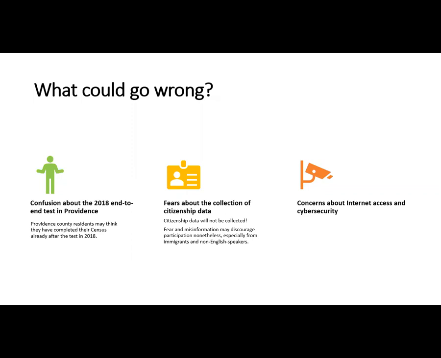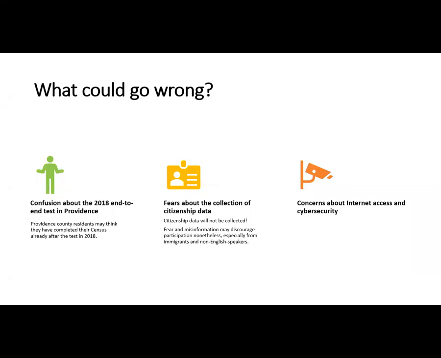People are still afraid about the collection of citizenship data, and that could discourage people who identify as immigrants or are non-English speakers. And then some people have concerns about internet access. Are people going to be able to access the questionnaire and fill it out successfully? Again, there are options outside of the internet, so hopefully those will capture folks who are not able to do it on their own. And then cybersecurity.